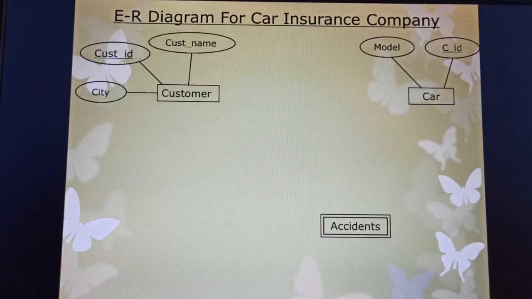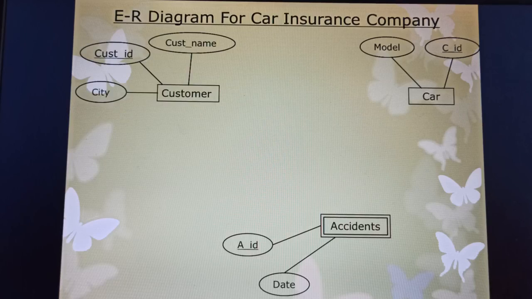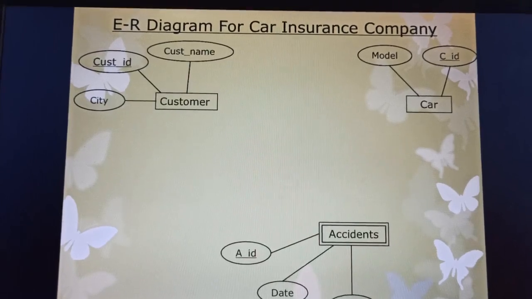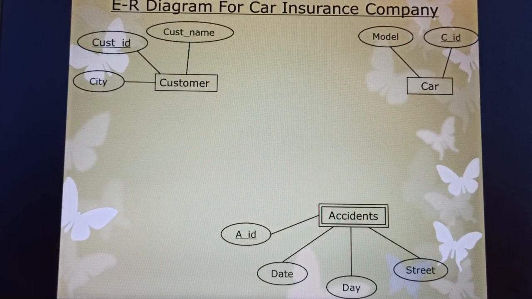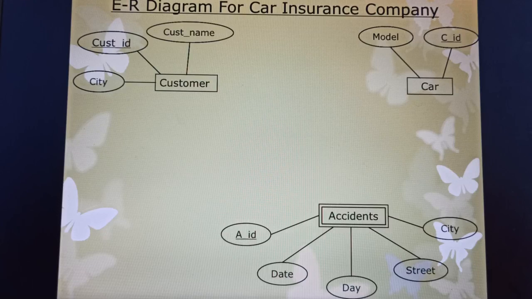Now accidents, this entity has attributes accident ID, which is represented using an underline because it is a primary key attribute of the accidents entity. Then date, day, then street and city. Now these are the entities and their attributes. Now we have to represent relationships among these entities.